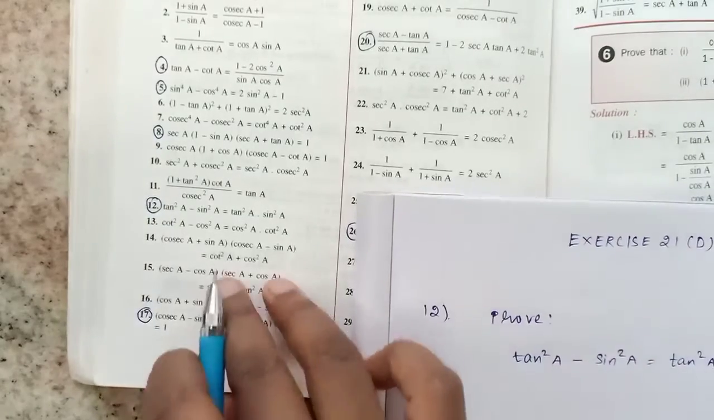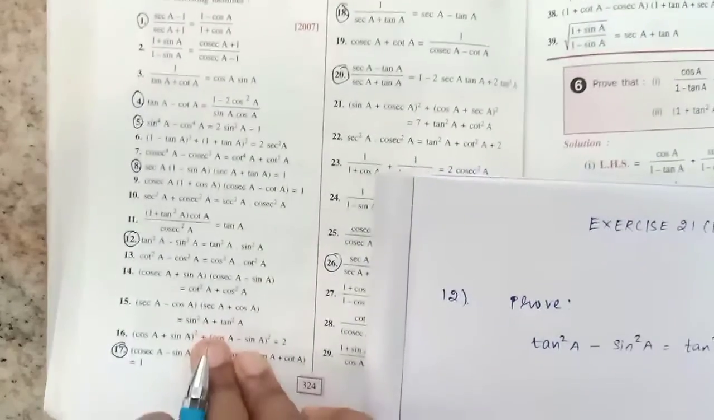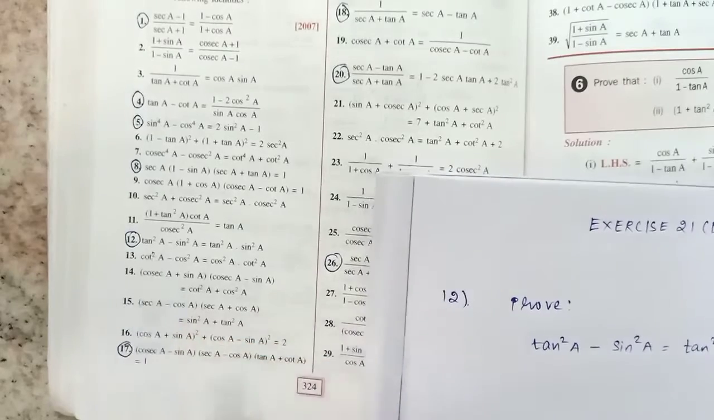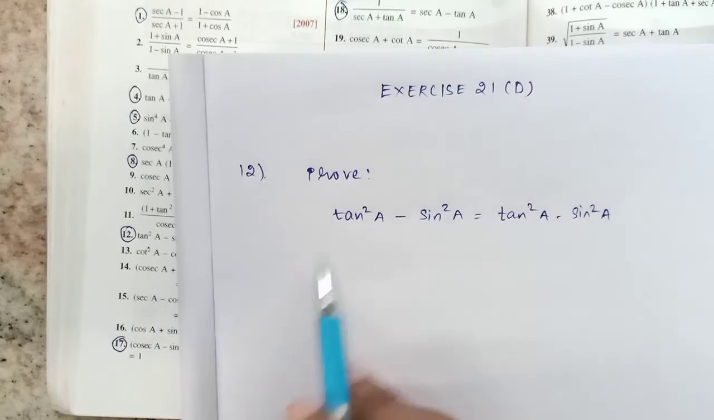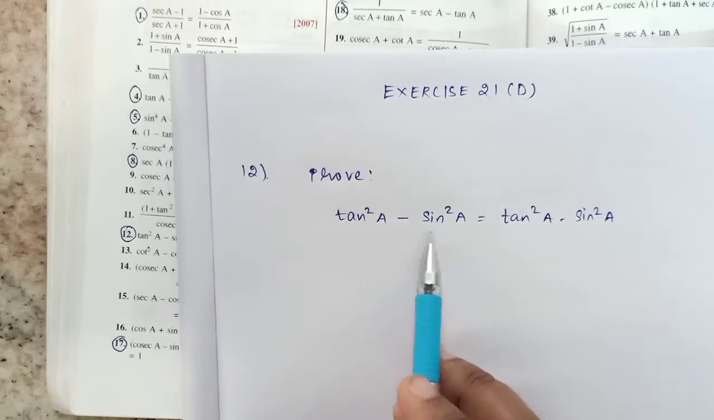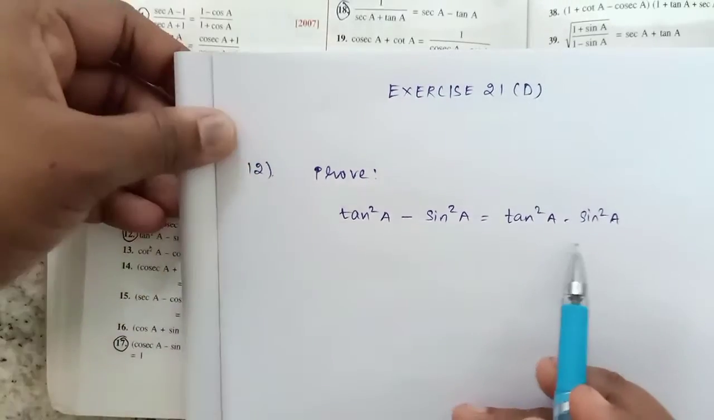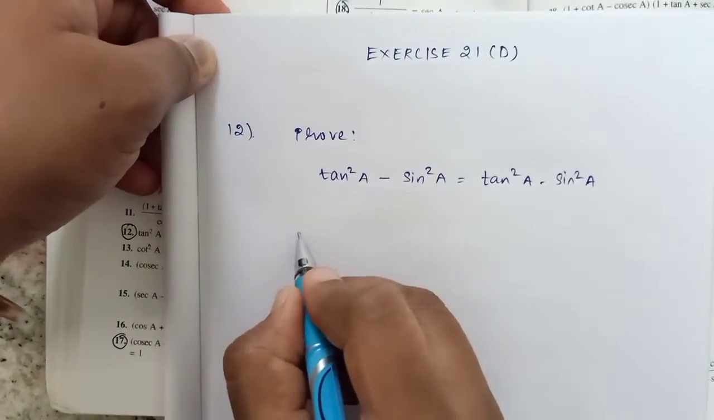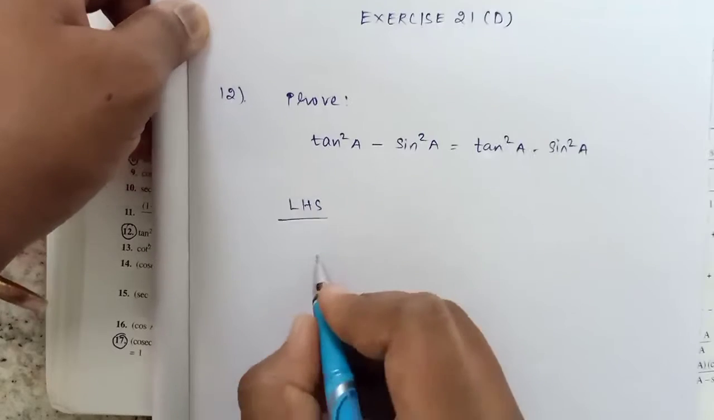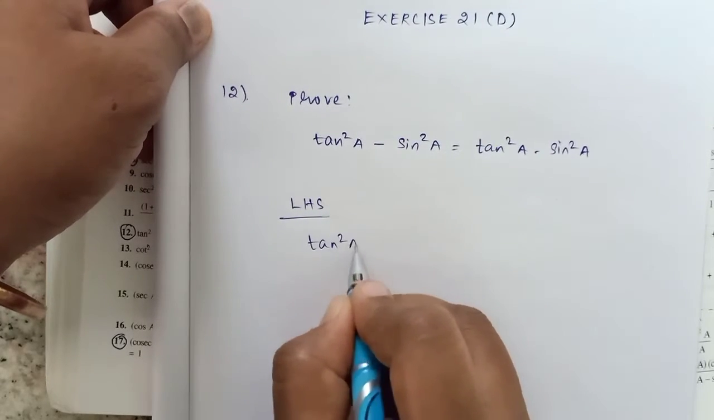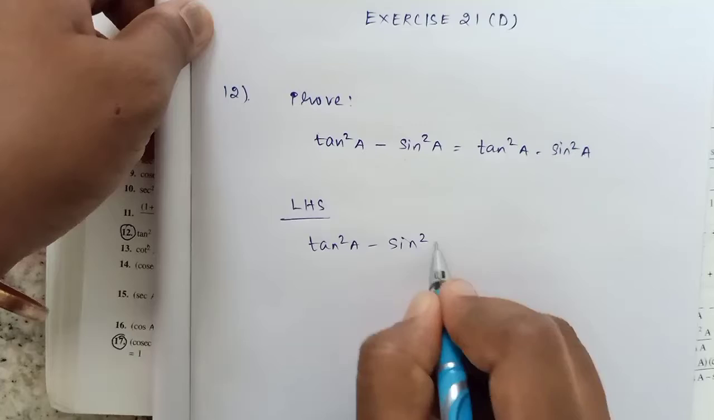Hi friends, in this video we are going to see exercise 21a, 12th sum. We have to prove this identity: tan square A minus sin square A is equal to tan square A into sin square A. So we can take LHS: tan square A minus sin square A.